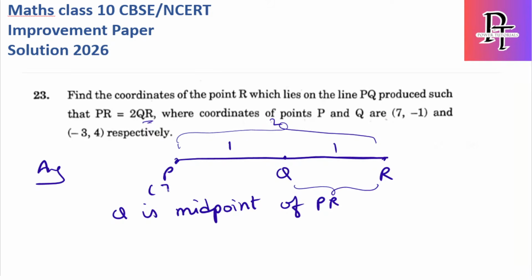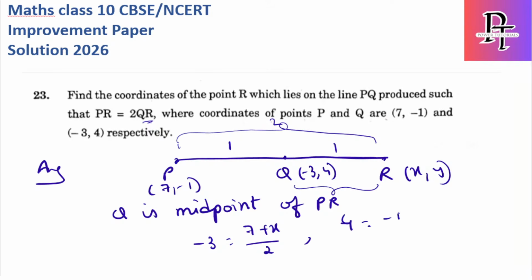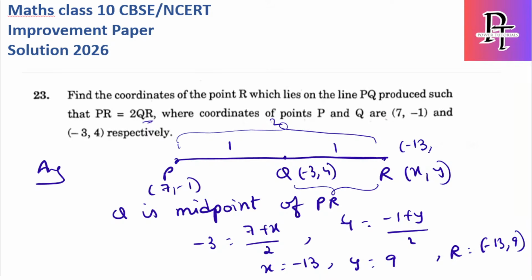So the points, let's write it. P is 7, -1 and Q is -3, 4. We need to get the R value. So -3 is equal to 7 plus X by 2. What about my Q value? 4 is equal to -1 plus Y by 2. So we'll get the X value as -6 -7. So the X value is -13 and the Y value is 8 plus 1, which is 9. Hence the value of R is equal to -13, 9.